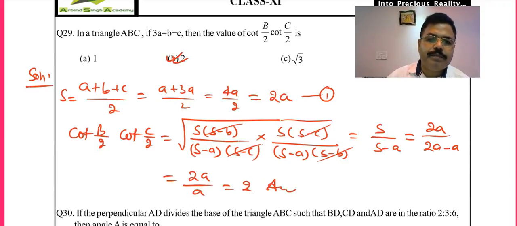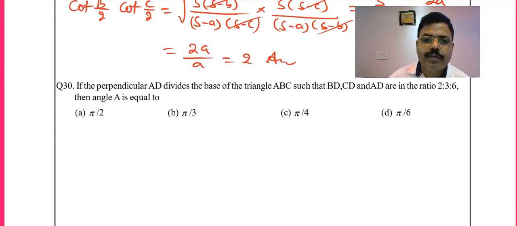So the answer is B. In that case, you will be able to calculate it. The answer is B. Nothing else but B. B will be the right answer. So now the last question of this set is given here.